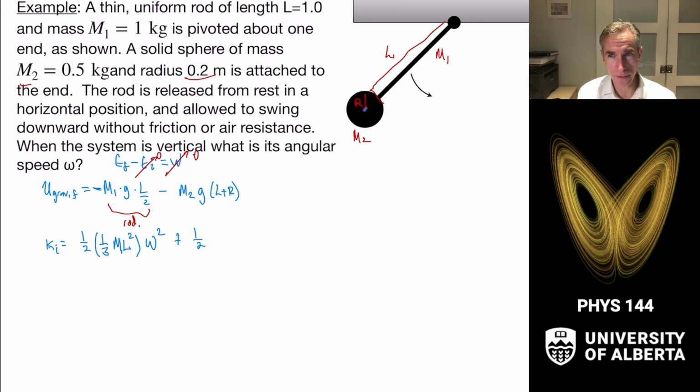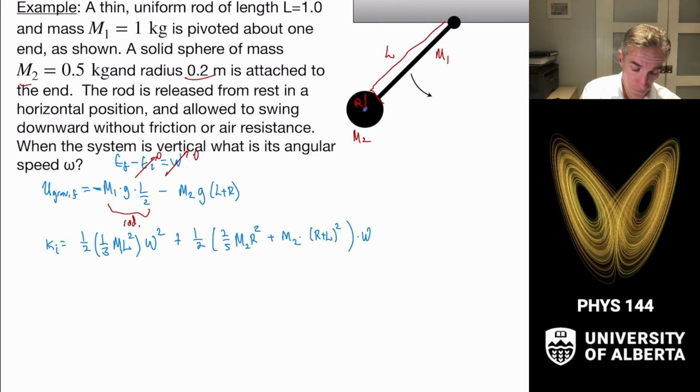Except it's not being rotated around the center of mass. So I could look up that the moment of inertia is 2/5 m2 R squared, but it is not rotating around its center of mass. It's rotating around an axis that's a full L plus R away from the pivot point. Therefore, we apply the parallel axis theorem, which just says add to the moment of inertia m2 times the distance from the axis squared. And that's times omega squared.